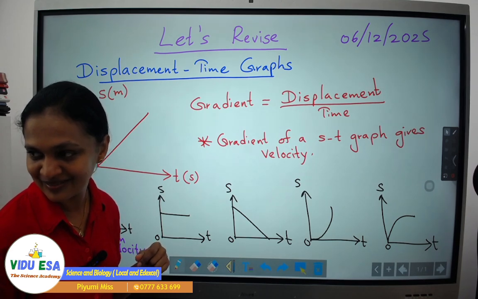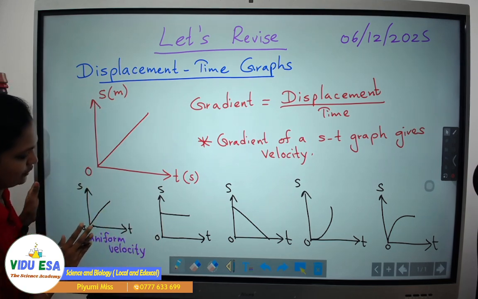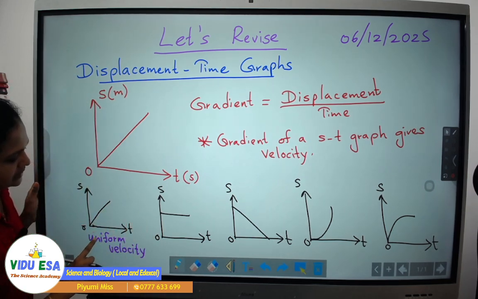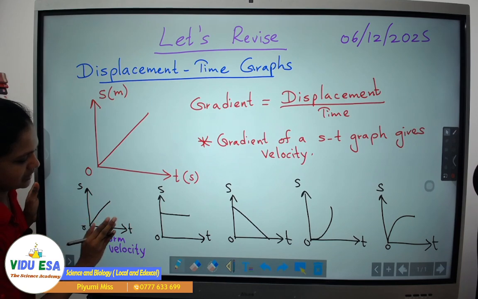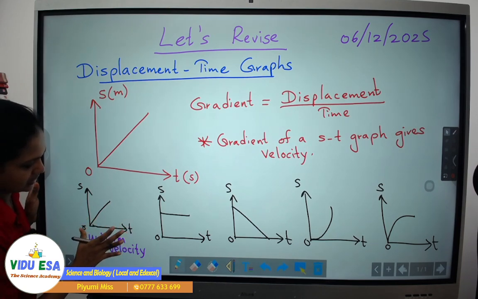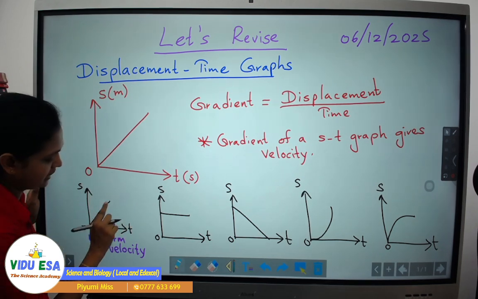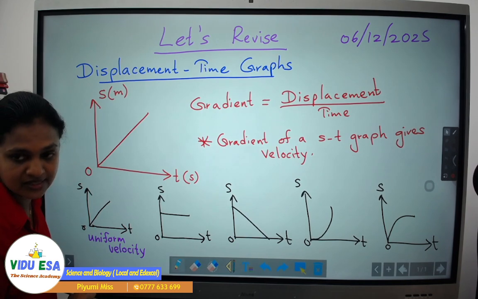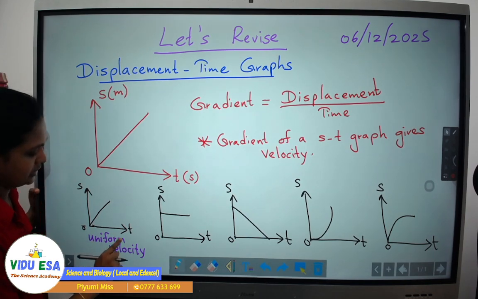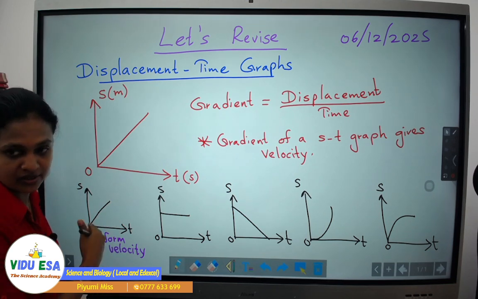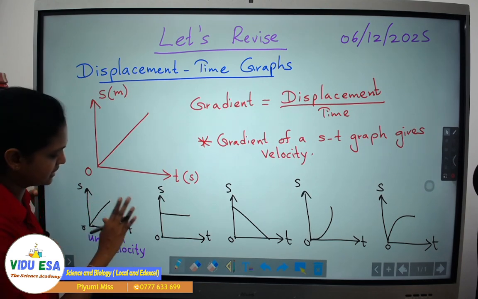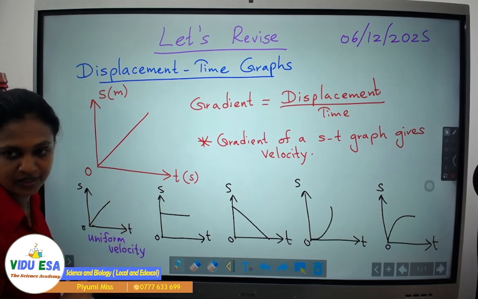Yes? Sorry. Now what I said was, here, uniform velocity means in the x-axis you are given time. Here the gradient gives the velocity. The gradient is a constant. Therefore, it is a uniform velocity, constant velocity. Always read the graph. Don't mix these up with the velocity time graphs.